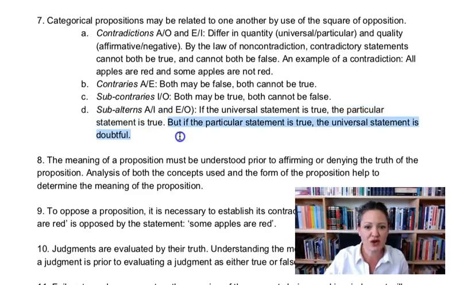But we can't go the other way around. If the particular statement is true, the universal statement is doubtful. We don't know. So let's say I have a basket in my office of 5 red apples. This basket tells me some apples are red, these ones. But can I infer from these red apples that all apples are red? No, that's the mistake. I'm going from particular, the ones that I have, to a universal, all of them. That's a mistake. It's the fallacy of generalization. It's going from a particular to a universal. We can't do that.